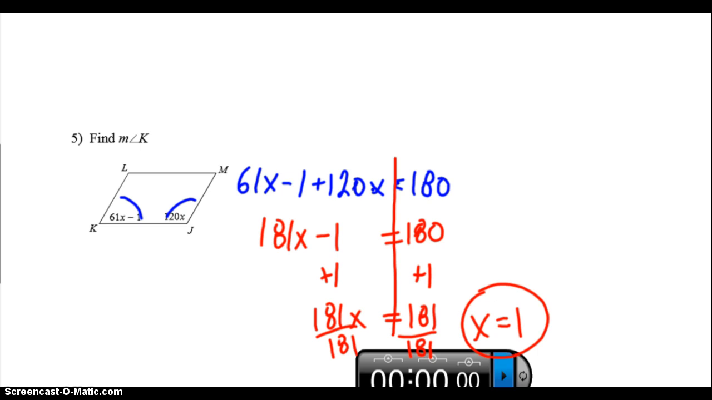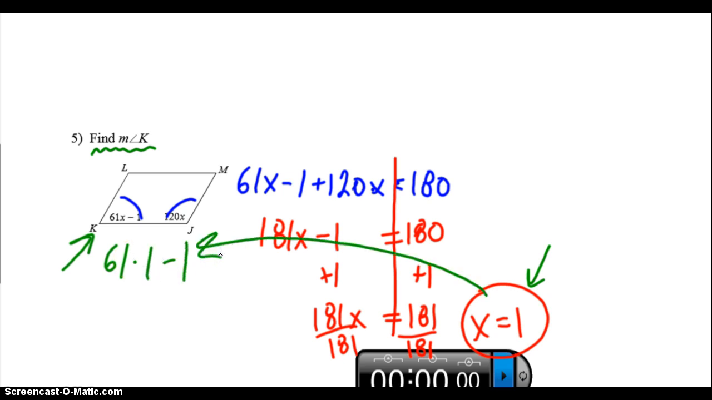But I'm not quite done yet, because even though x equals 1, I haven't answered the question. Find the measure of angle K. So if x was 1, we go back to angle K, which was 61 times x, which is 1, minus 1. We plug that x back in to angle K. 61 times 1 is 61, minus 1 is 60. So angle K equals 60 degrees, and that's our answer.